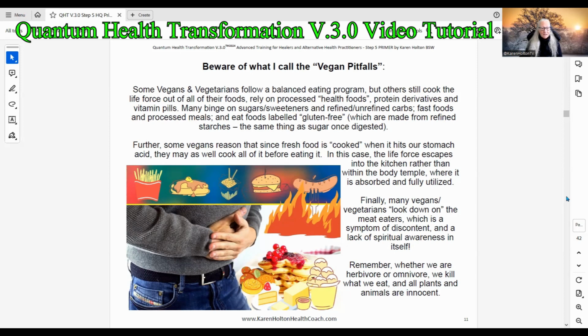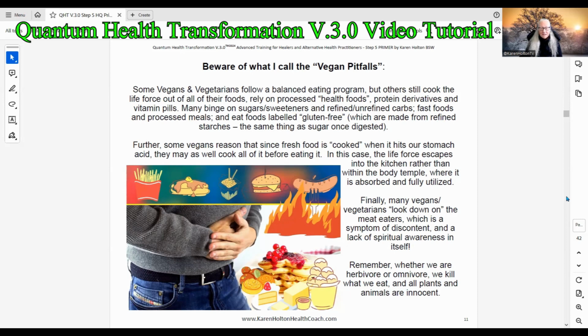Further, some vegans reason that since fresh food is cooked when it hits our stomach acid, they may as well cook all of it before eating it. In this case, the life force escapes into the kitchen rather than within the body temple, where it is absorbed and utilized. So, basically eat some fresh raw food every day if you can. Don't rely on heavily cooked foods, regardless of your eating program.